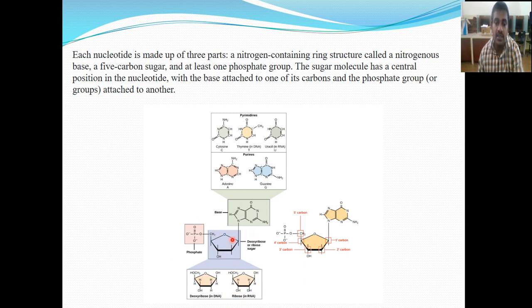In this figure you can see the sugar molecule present at the center. The base is attached to one of its carbons and the phosphate group is attached to another. On the 1 prime carbon atom, the nitrogen base is bonded, while at the 5 prime carbon atom, the phosphate group is attached. So this is about the nucleotides.